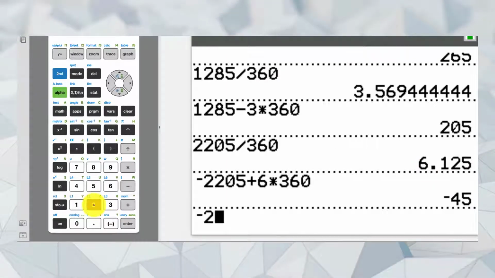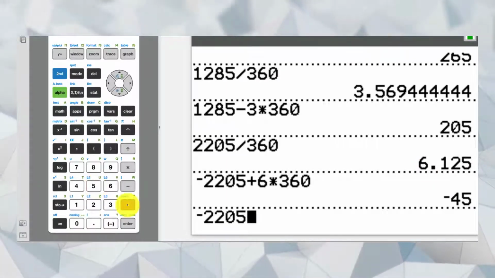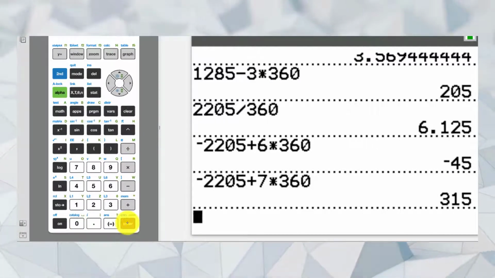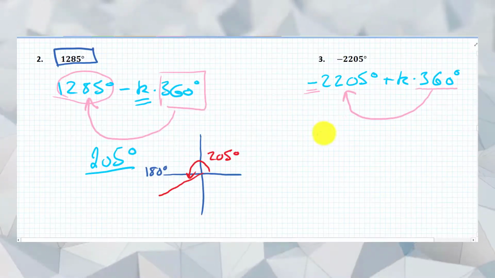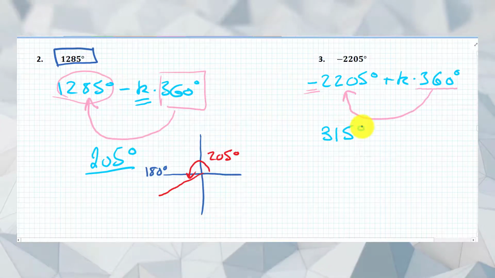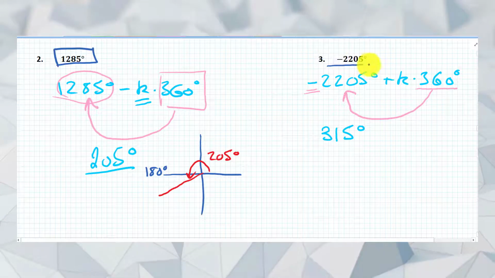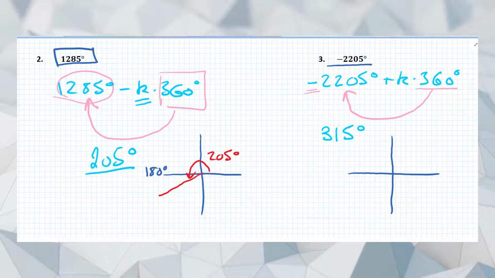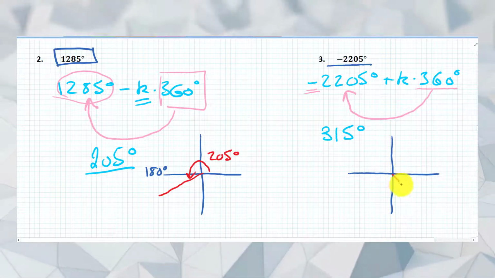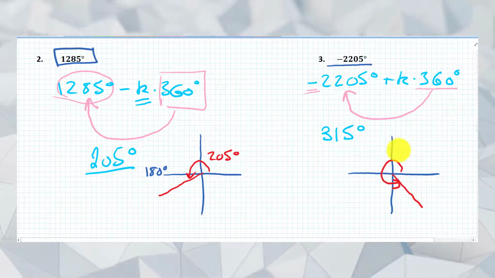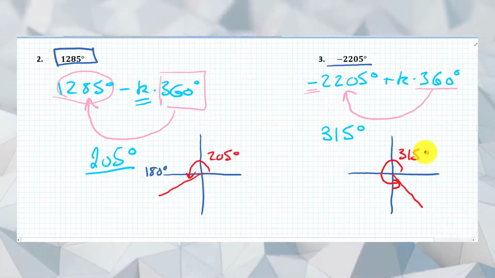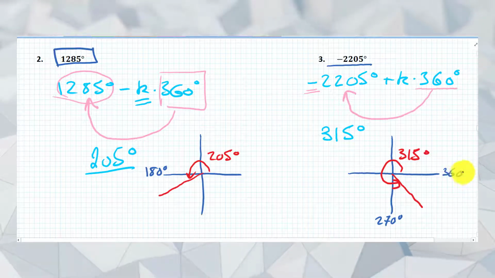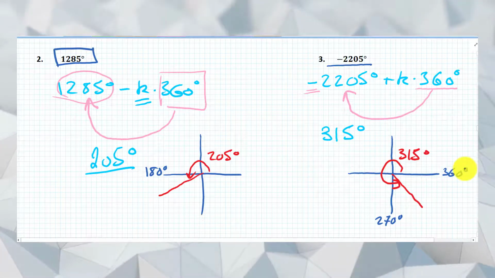And if you take negative 2205 plus 7 times 360, this time you're going to find the number that you're looking for, 315 degrees. And so the coterminal angle right here is 315 degrees. And again, I don't know what kind of quadrant angle this is, but when I look at 315 degrees, it is pretty obvious that this is a fourth quadrant angle, right? Because again, this is 270 and this is 360, so it's somewhere in between 270 and 360.